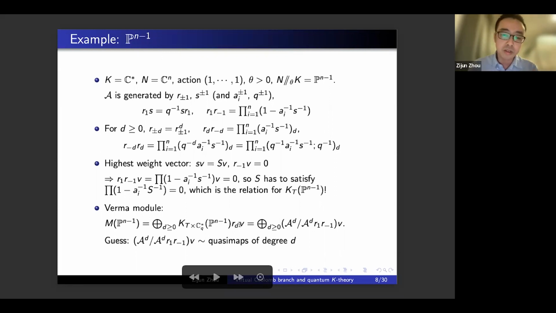And you see that for each d, you have one piece of this Verma module, which can be identified with the K-theory. So for each d, the degree d piece of this Verma module is supposed to be identified with the quasi-maps of degree d.